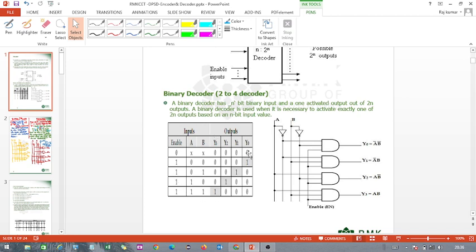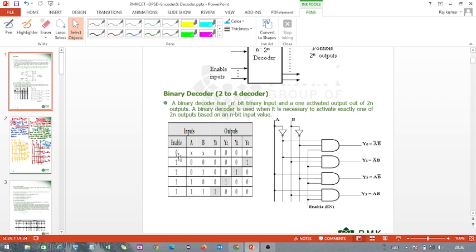Step 2 is the truth table in designing your combinational circuit. A truth table always comprises inputs versus outputs. Here the inputs are the enable pin and the input pins A and B. Your outputs are 4 lines, so you can name them Y3, Y2, Y1, Y0. In some books, D3, D2, D1, D0. You can take any naming, but you have to proceed with the same alphabets.